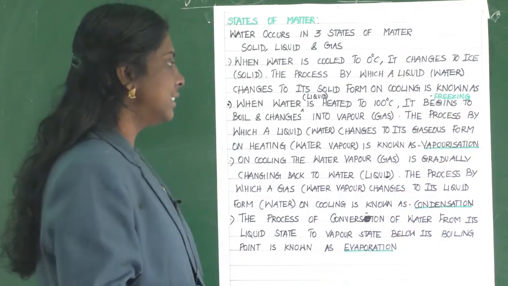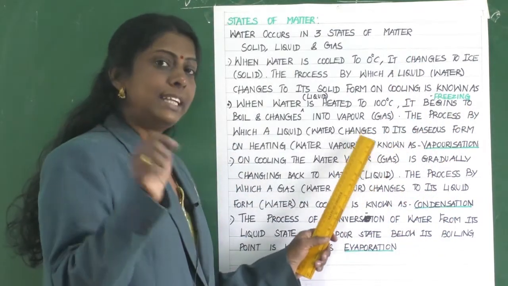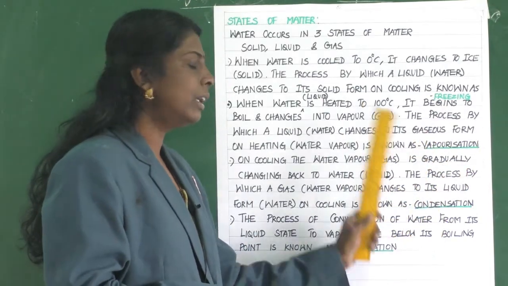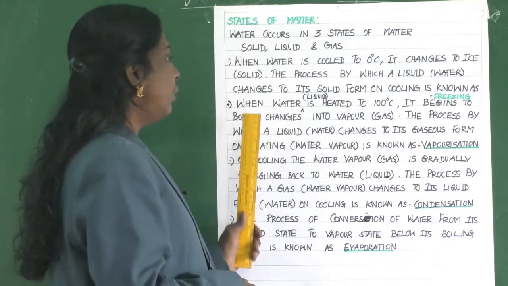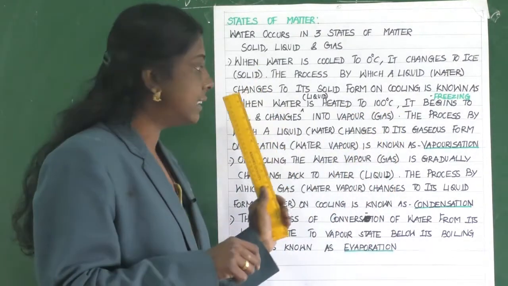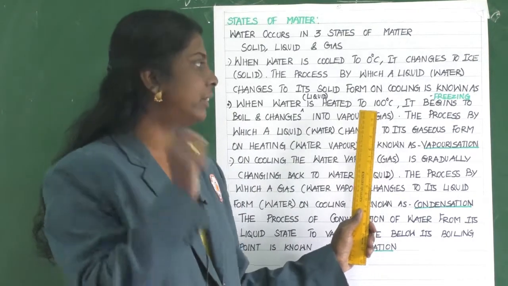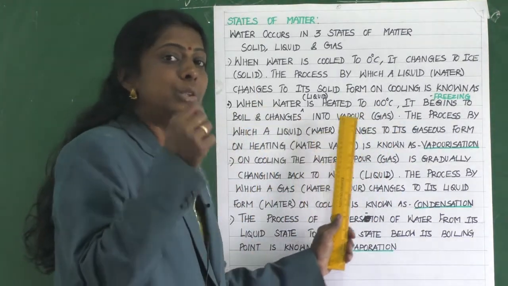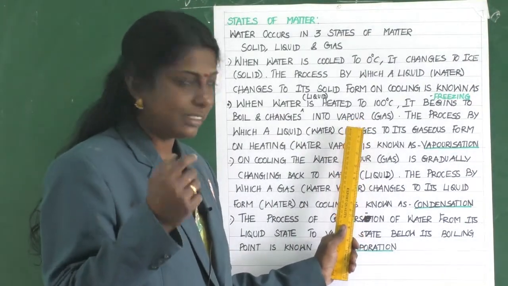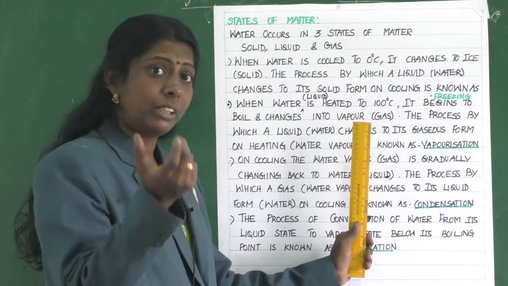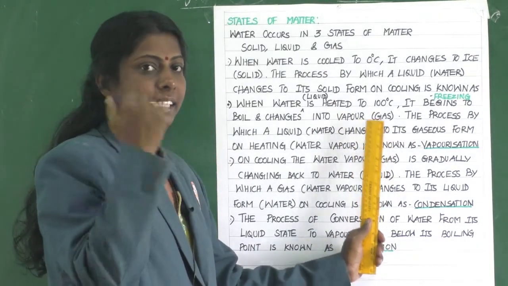Clear? Yes. Now let us learn about the next process, vaporization. So what is this vaporization? When water is heated to 100 degrees centigrade, it begins to boil and changes into vapor. Isn't it? Yes, it begins to boil and changes into vapor. What is that state? That is gas.